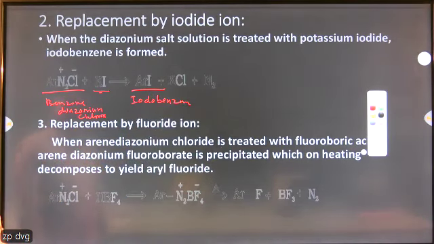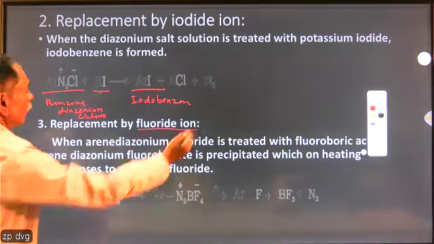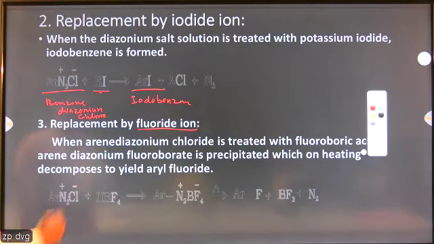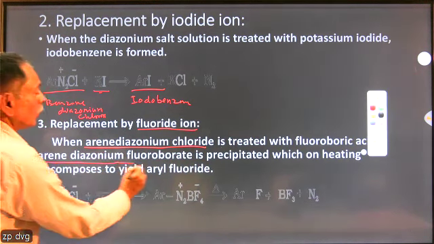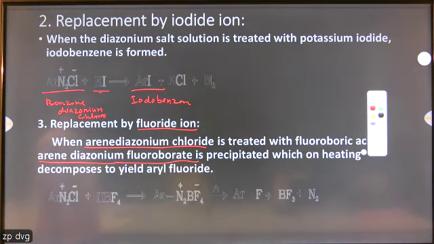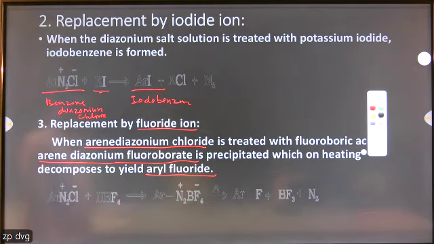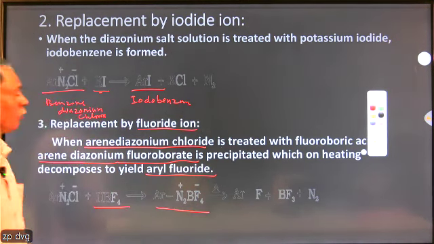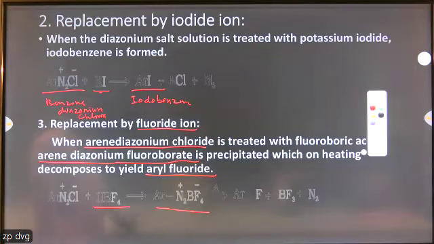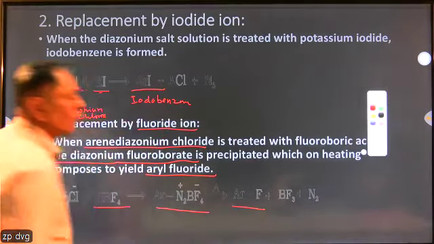Similarly, we can replace the diazo group by fluoride ion. When arene diazonium chloride is treated with fluoroboric acid, you get arene diazonium fluoroborate. Upon heating, it gives you aryl fluorides. ArN2+ Cl− with fluoroboric acid gives diazonium fluoroborate, and upon heating, you get aryl fluorides.